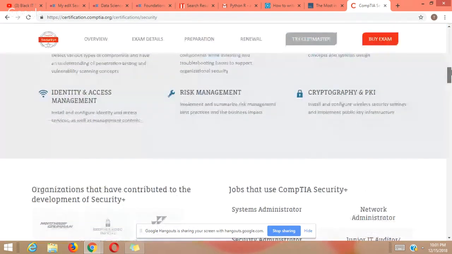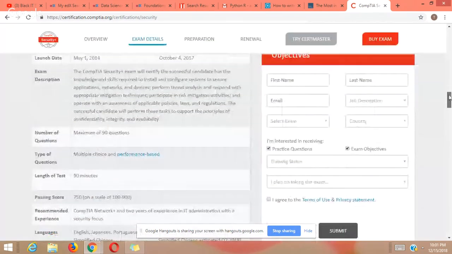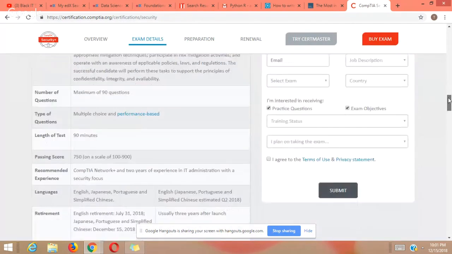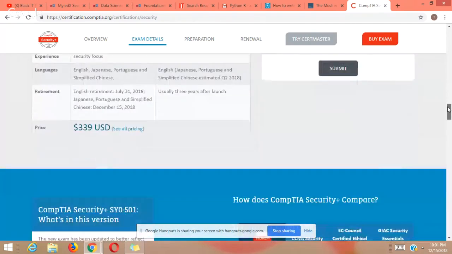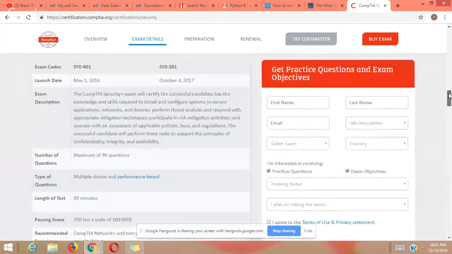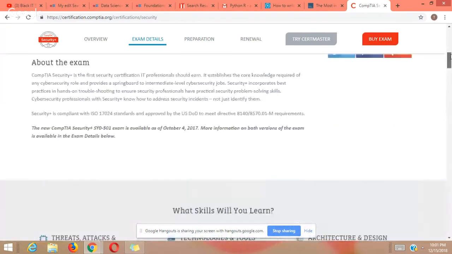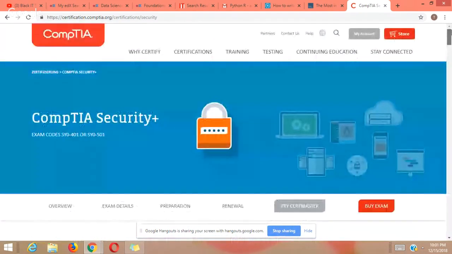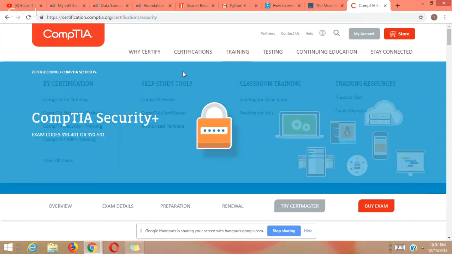If you study the book, no matter who makes a book, you can't fail. You only need a 750. So 750 out of 900. So you should be good. The next certification after that would probably be a, oh, you know what?